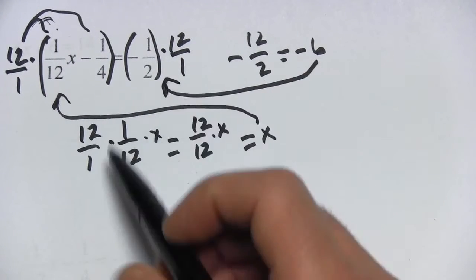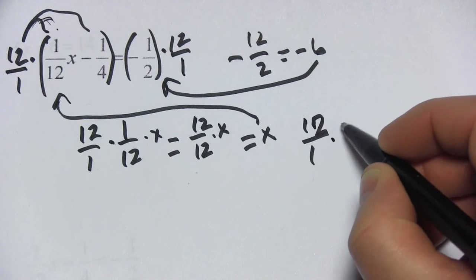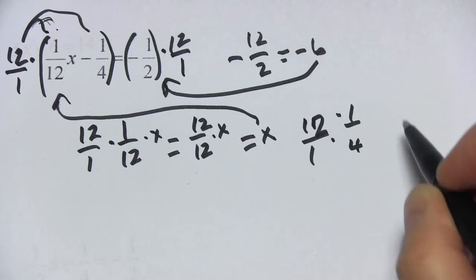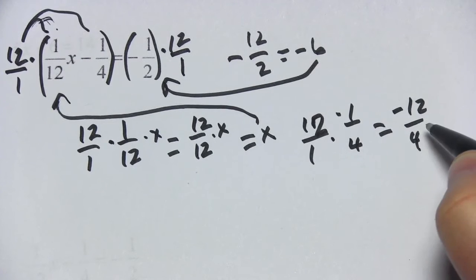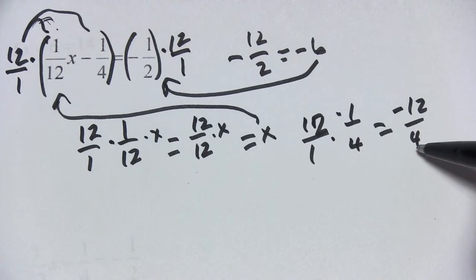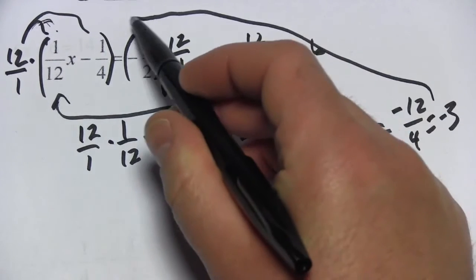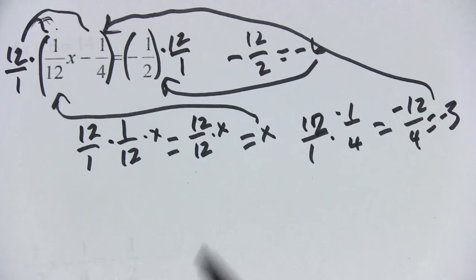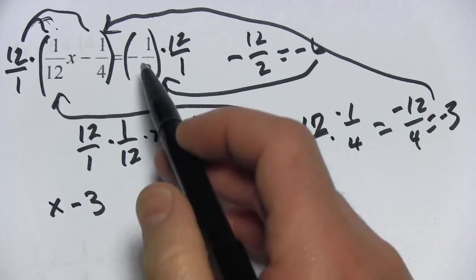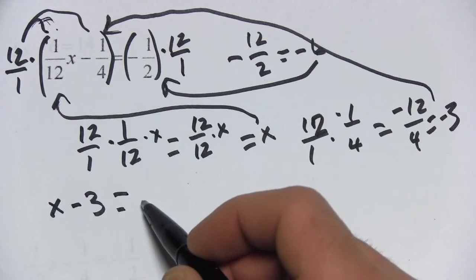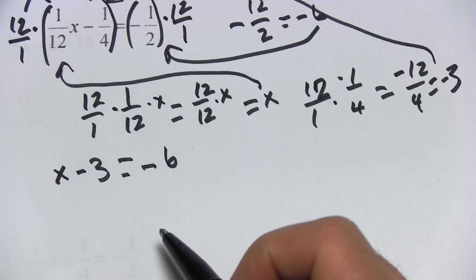This right here is -6. We've got one more to do. That's 12 over 1 times -1/4. So 12 times -1 would be -12. 1 times 4 is 4. 12 divided by 4 is 3. So this is a -3. And that's what's going to go right in here. So if I rewrite this equation, I've got x, I've got a -3, then comes my equal sign, and then a -6. Now this should be quite a bit easier to solve.